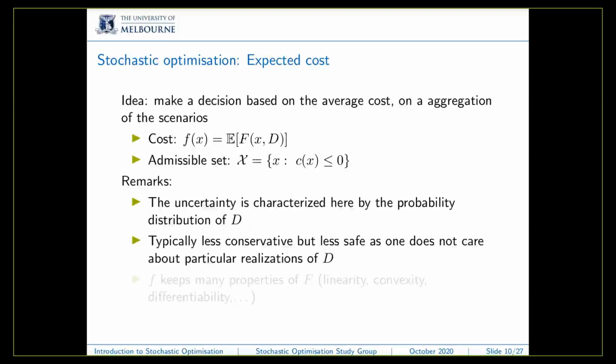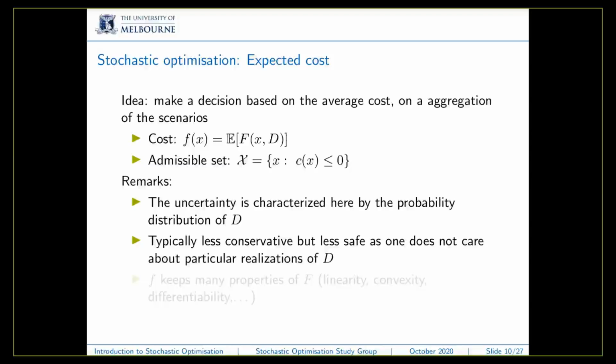This is typically less conservative, so a bit more efficient than the worst case scenario, but less safe because you do not have any restriction or you do not take the uncertainty into account in a very hard way. You barely just want to minimize the average cost. So what it means when you take the average is that you don't really care what happens about a specific realization.